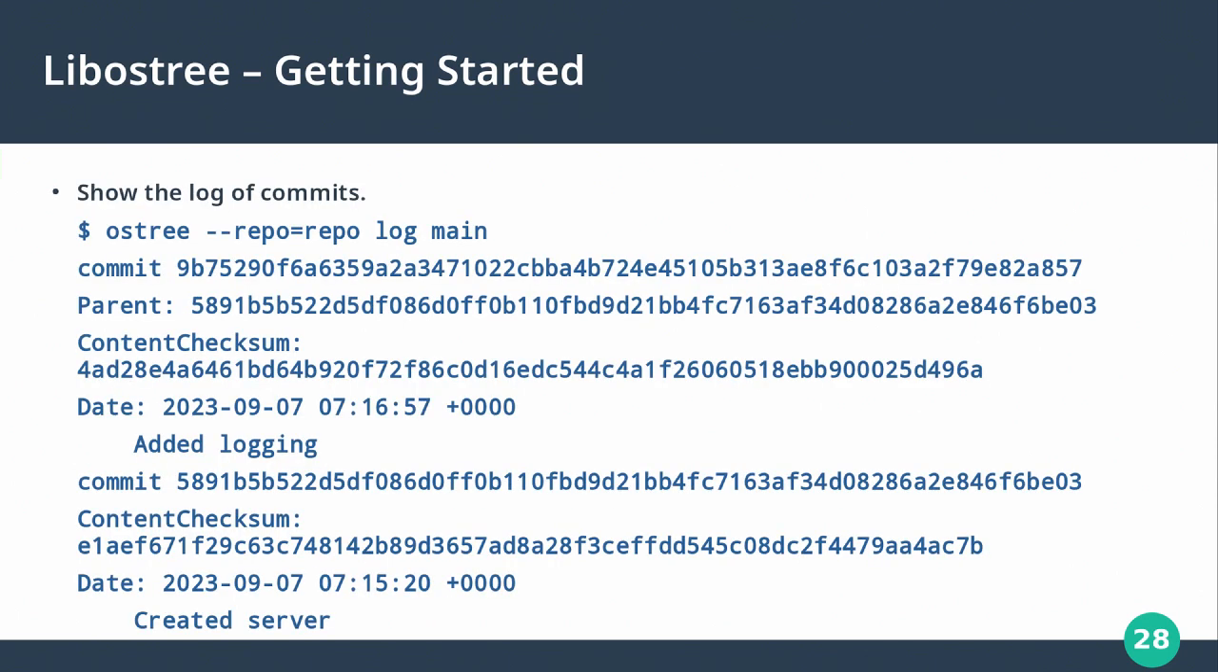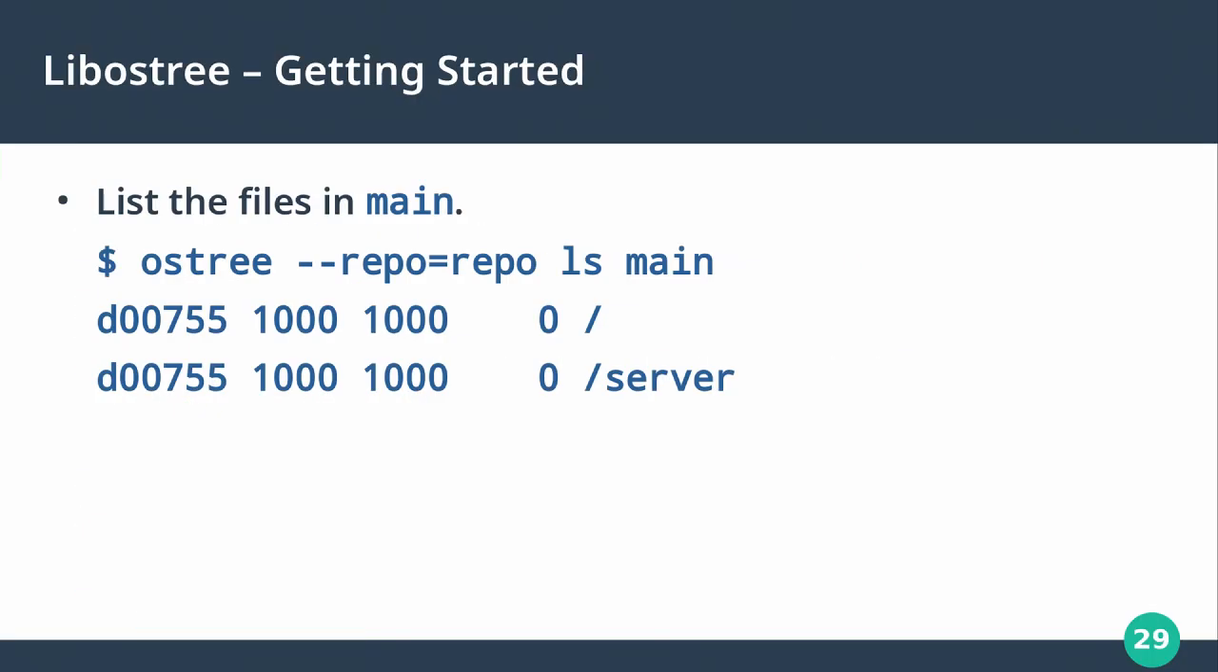Now let's see the commits we have made. For this, I'm using ostree log main. It lists all the changes that have been made in the branch main. You can see the commits, the parent commit, and the subject of the commit. Just like in Git, you can identify a commit by using the minimal number of required characters from the beginning, as you'll see next. Suppose you want to list the files in a branch, you can use the ls command. Our branch main has a folder called server, so it lists that.